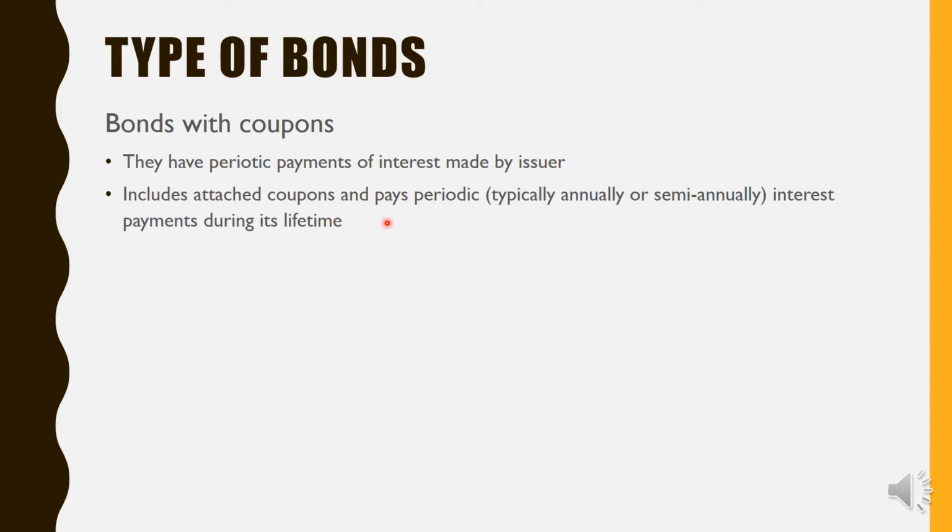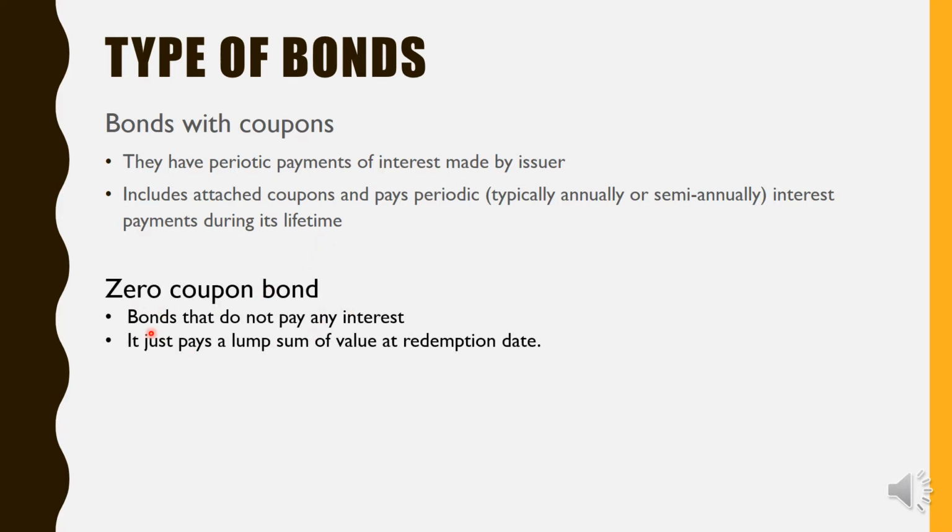In real life, there are many types of bonds, such as treasury bonds, municipal bonds, mortgage bonds, and so on. But in this course, we are mainly focused on bonds with coupons. They have a periodic payment of interest made by the issuer, and the bond includes attached coupons that pay interest periodically, usually annually or semi-annually, during its lifetime. And under bonds with coupons, we have something special called a zero coupon bond. These bonds do not pay any interest and just pay a lump sum value at the redemption date.